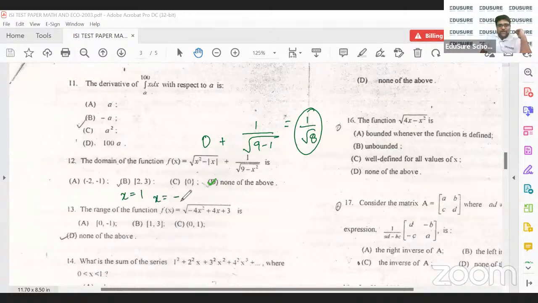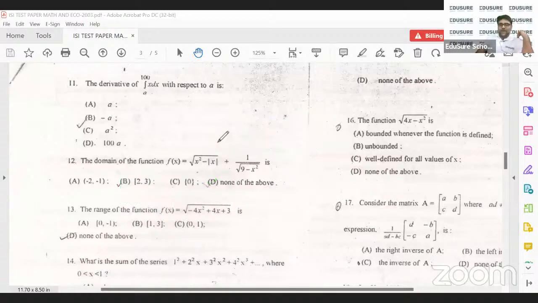x is equal to -2 also it will hold, right? So it will hold for these values which are not included in this. So B is not the answer. Answer is D. None of the above.